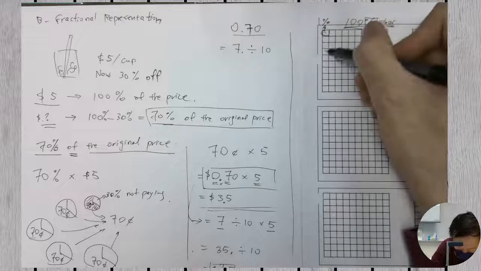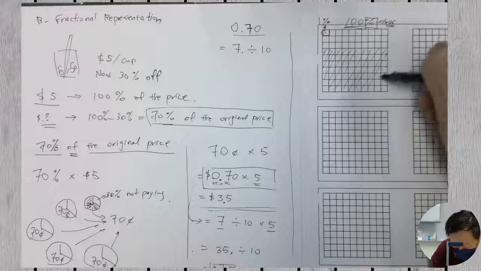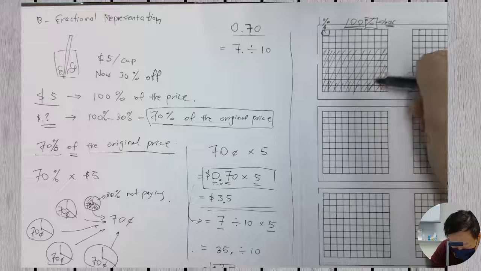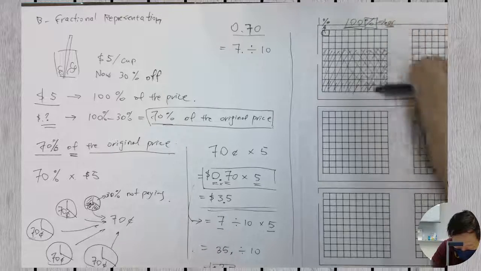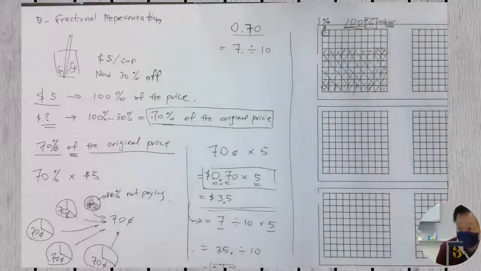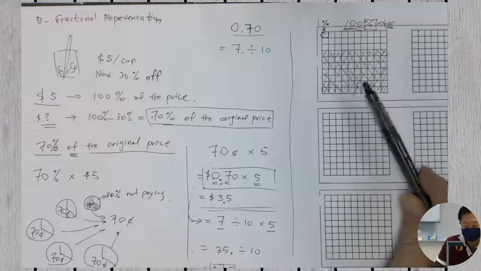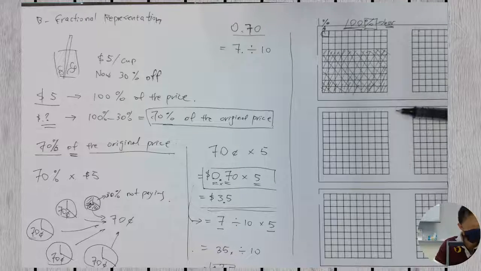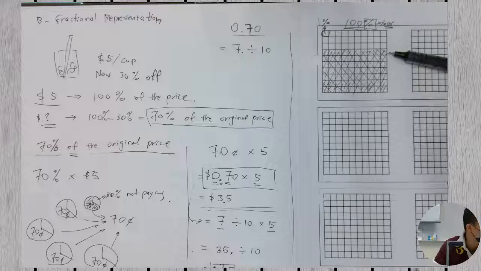If you choose to shade each box individually, it's probably going to take you ages. But I choose to do it this way. All right, so that's one way of shading it. I'm shading 70 boxes. The reason why is because each row is 10, right? So if I shade 7 rows, I have 70 boxes or 70%.